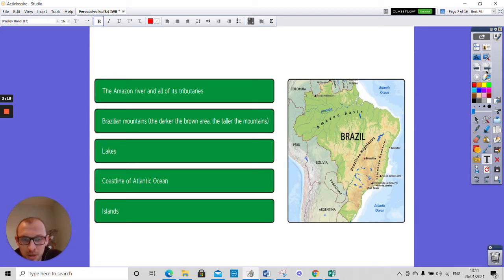So this is a map that shows the physical features of Brazil. The Amazon River is here, and all of the smaller rivers coming off it are called tributaries. The darker brown area are the Brazilian highlands, and they're the mountains. We have lakes in certain areas. We've got the coastline here, and along the coast is the Atlantic Ocean. And then there are various islands on the map as well.